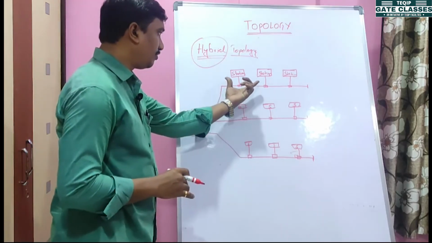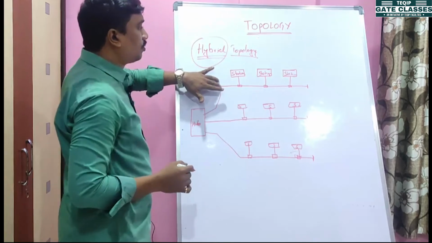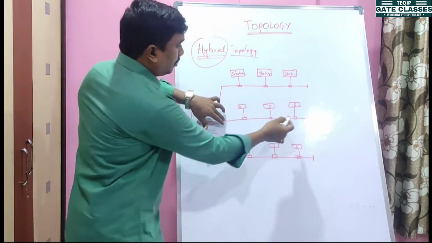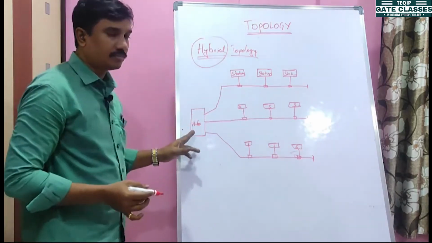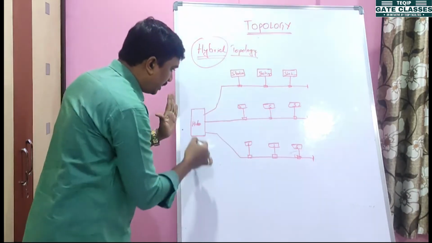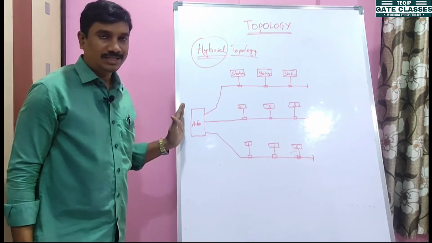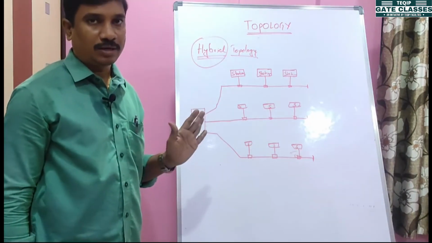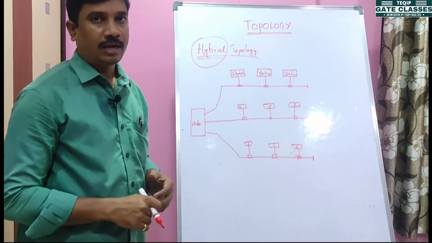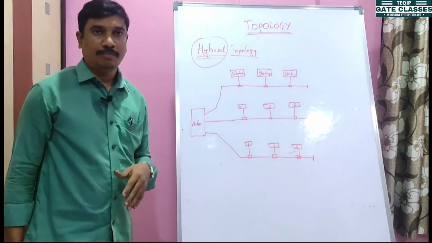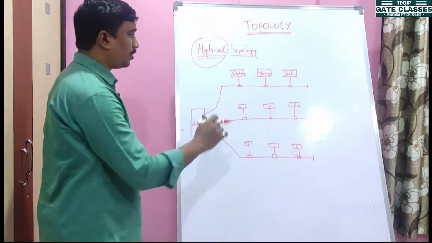In this example, up to the top, you can see it looks like a bus topology. But all are connected, and the total one is like a star topology. In a sense, we take the best features from the different topologies and combine them. That is called hybrid. So we collect the best features. This is called the hybrid topology.